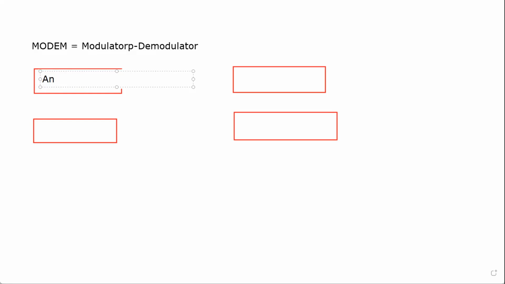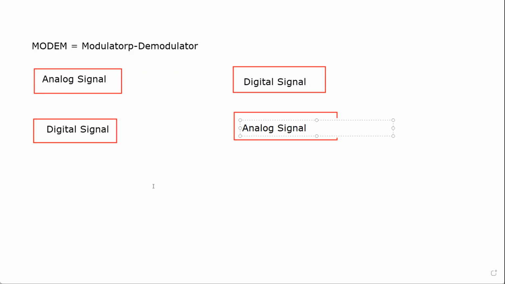First of all, it converts analog signal to digital signal, and secondly, it converts digital signal into analog signal. So modem has two works, my dear student. It will convert the analog signal into digital signal and digital signal into analog signal. The process of converting analog signal into digital signal is called modulation. And the process of converting digital signal into analog signal is called demodulation.